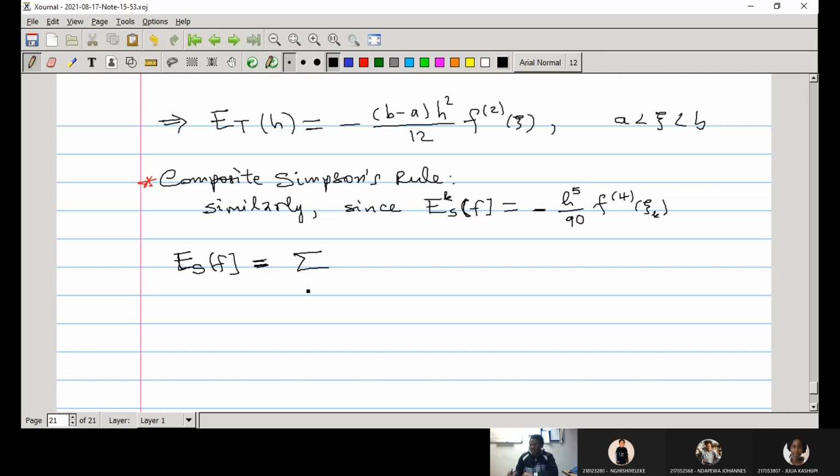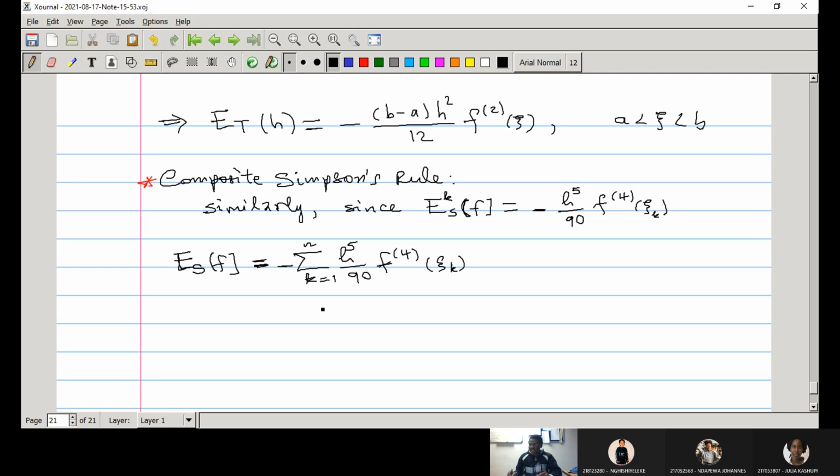Because if you recall, in the formula, we sum k running from 1 to n, where this n is half the total number of points. It is no longer the total as in the previous one. Then you sum here. So there will be a negative here, h to the 5 by 90. And then we have this fourth derivative at this point.